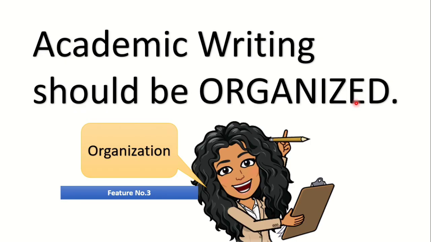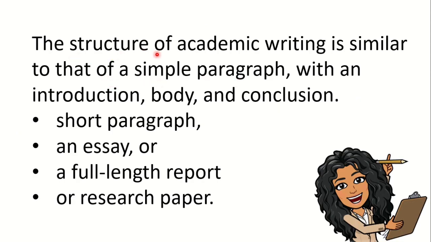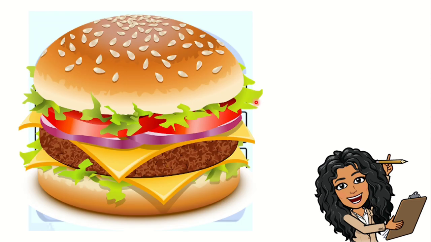Remember that academic writing should be organized. The structure of academic writing is similar to that of a simple paragraph, with an introduction, body, and conclusion. May it be a short paragraph, an essay, a full-length report, or a research paper, they all have it: introduction, body, conclusion. Just like this yummy burger. The hamburger is an example of a graphic organizer in writing a paragraph or an essay.